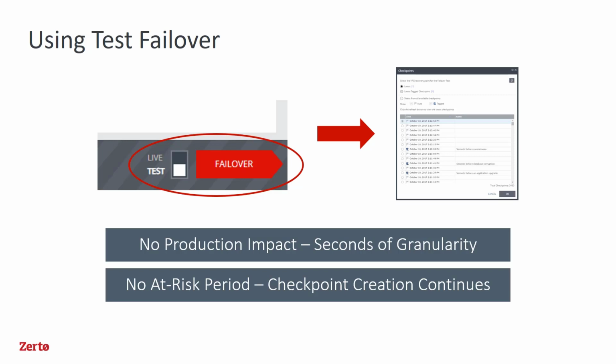There's no impact to protection. There's no impact to production performance. And we still give you that seconds of granularity, because the seconds of granularity is the same no matter what you recover. And because you're still protected, there's no at-risk period. The checkpoint creation still continues in the backend.